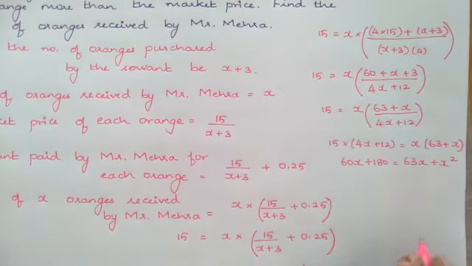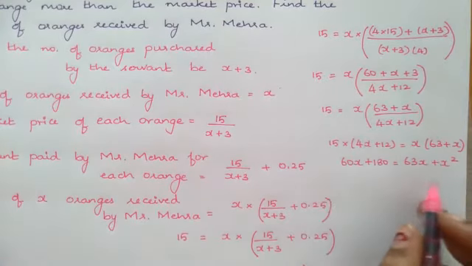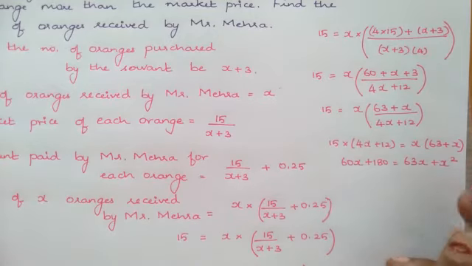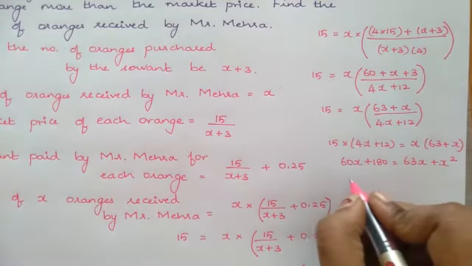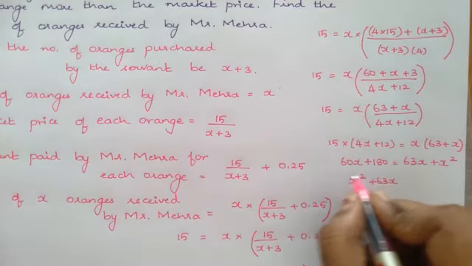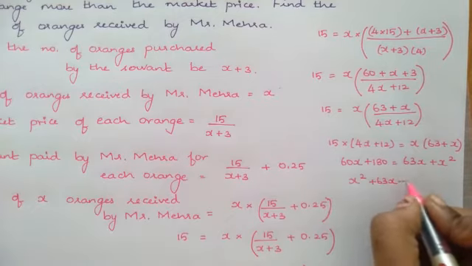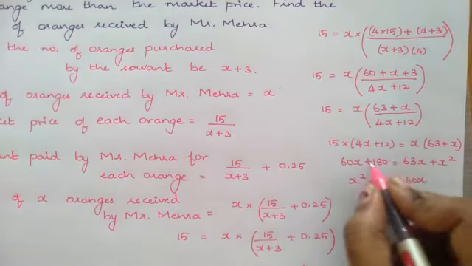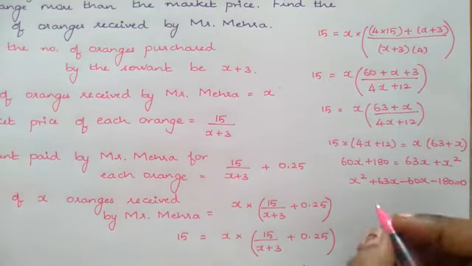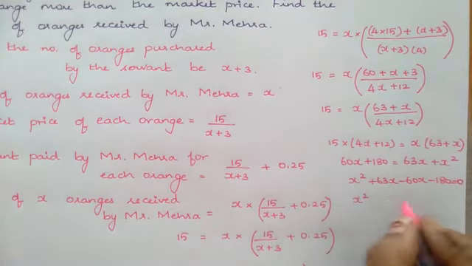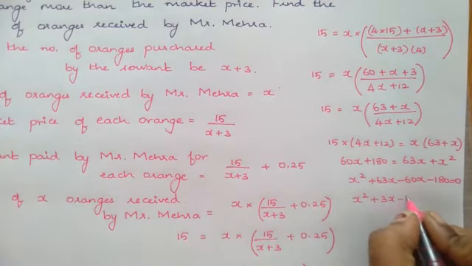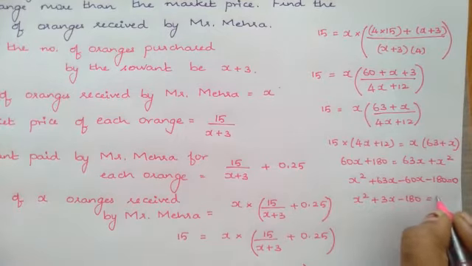Okay, now let's bring all the terms to one side. So let's have the x square term positive. So let's take these two terms to the other side. So it becomes x square plus 63x, plus 60x comes to that side as minus 60x, plus 180 comes to this side as minus 180, which is equal to 0. Now this is going to be x square, 63 minus 60 will be 3x. So plus 3x minus 180, which is equal to 0.